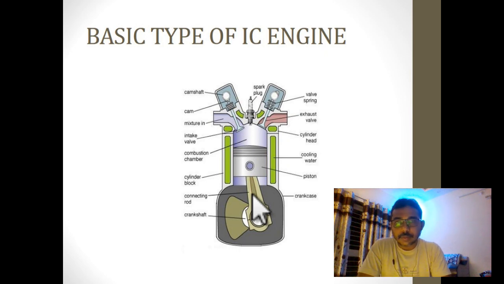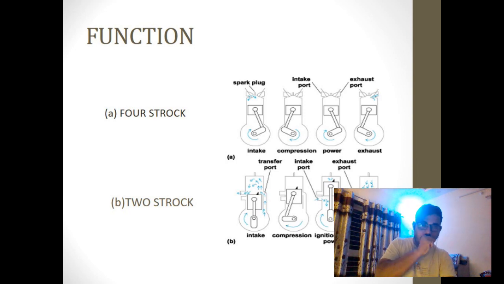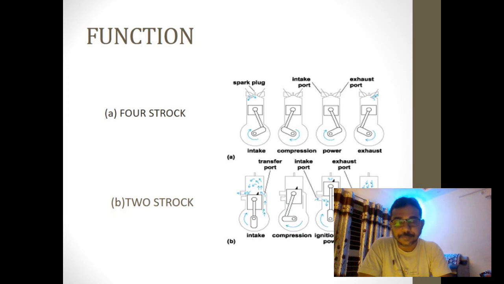having various functions. Let's go for the function of the diesel engine. Diesel engines are of two types, four-stroke and two-stroke engine. In four-stroke, there is intake stroke, that is suction stroke, compression stroke, power stroke, and exhaust stroke. These are the four processes in the four-stroke engine.